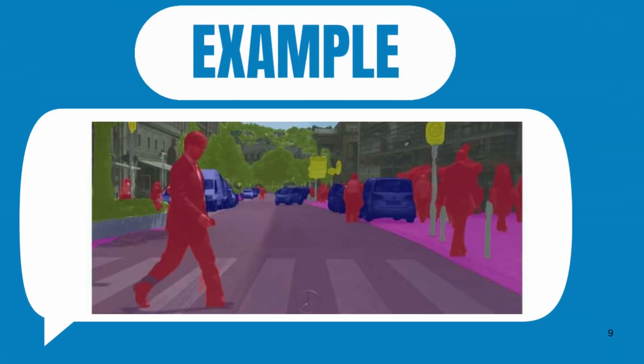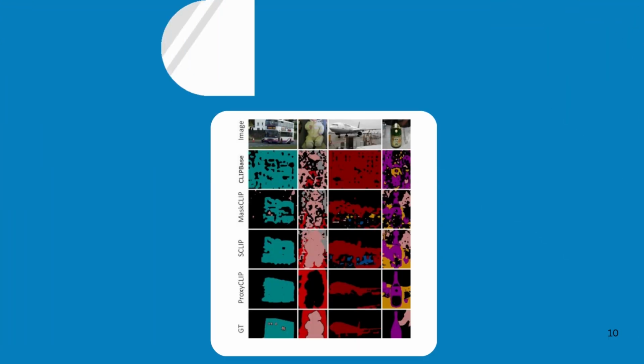As you can see, the image shows semantic segmentation. Different classes have different colors, and instances of a class have the same color around the image. For example, the person has the red color around the image.